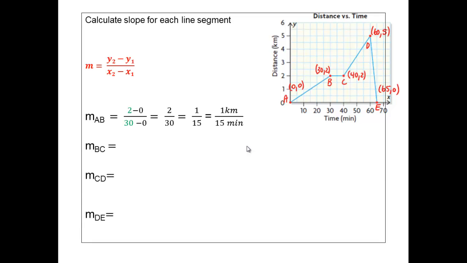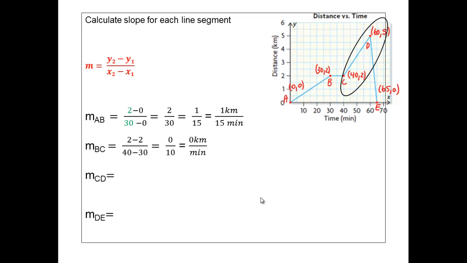Next, we go on to the other ones. We'll start with slope BC. So again, we're doing the same thing where we have the difference of the y's over top of the difference of the x's. If we do some quick math, we see that 2 minus 2 is 0 over top of 10. 0 over 10 is the same as 0 kilometers over any amount of minutes. That means we're not moving at all.